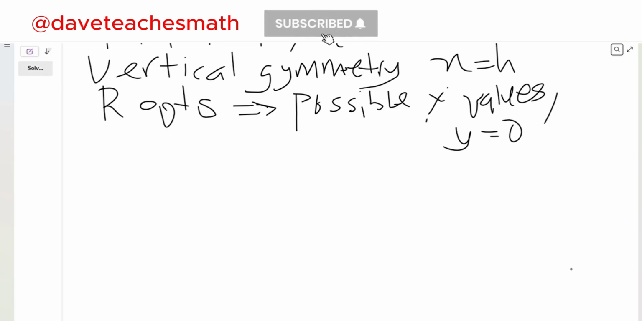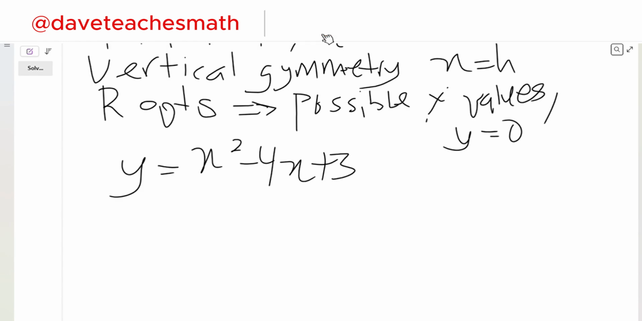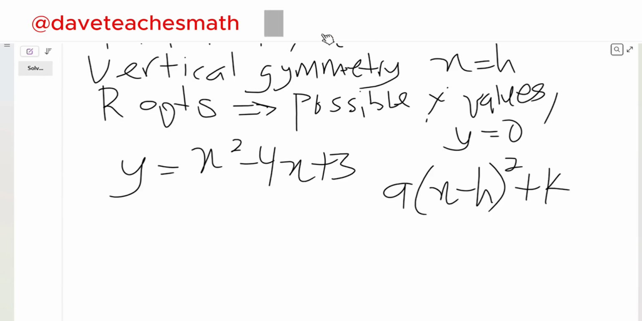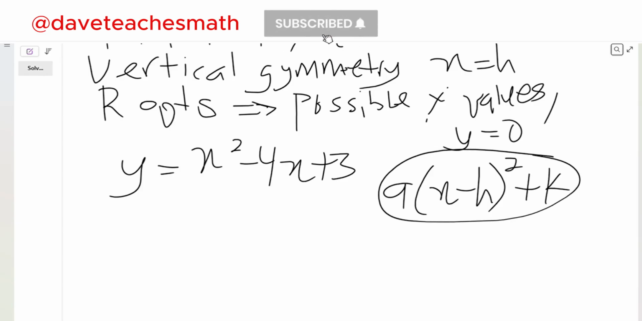First of all, given the equation y equals x squared minus 4x plus 3, we cannot solve the question in this form. So we are going to convert it into the standard form. And what is the standard form? The standard form is a into bracket x minus h all squared plus k. So this is our standard form.